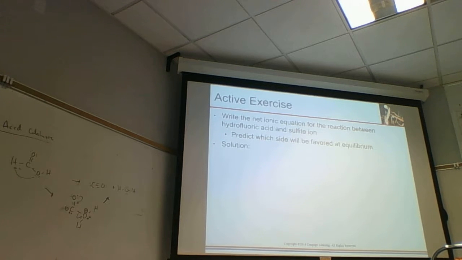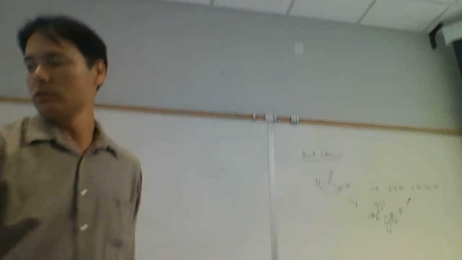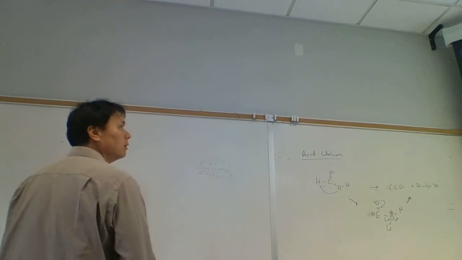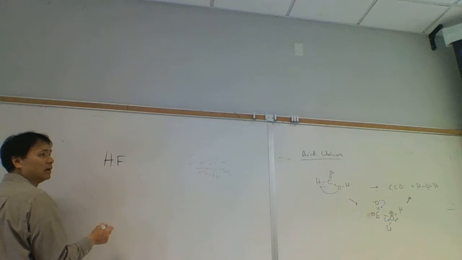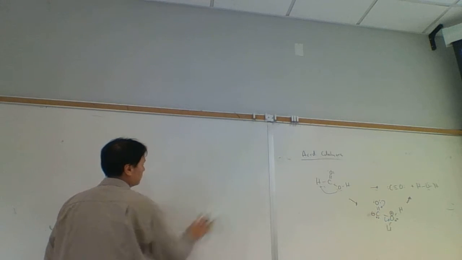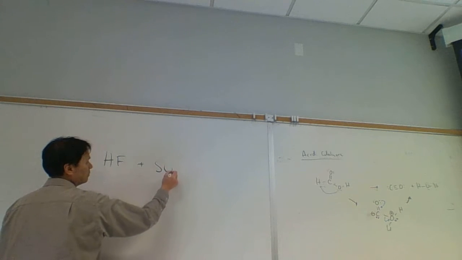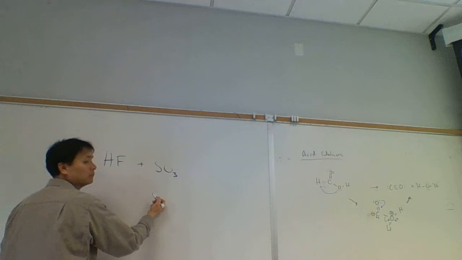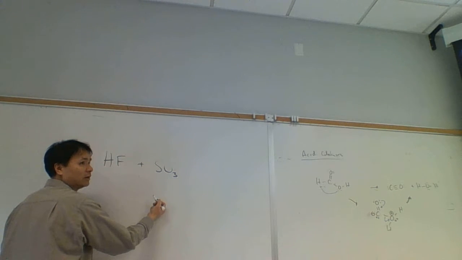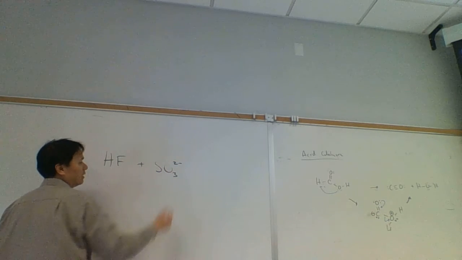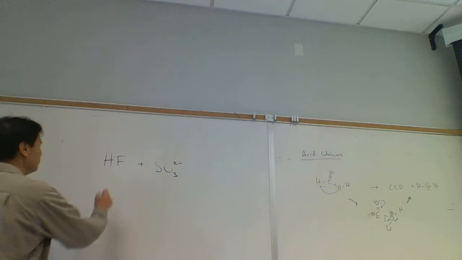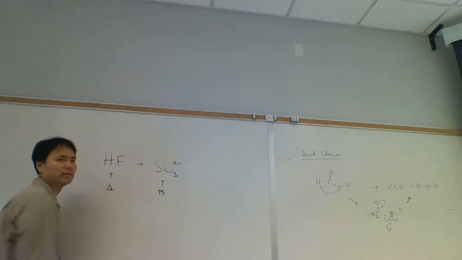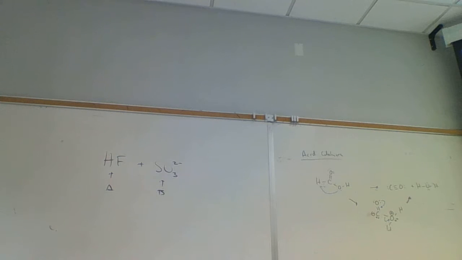So, for example, hydrofluoric acid and sulfide ion. I wouldn't make a diagram like we just saw. We would just do this like we did it in the first week. What's the formula for hydrofluoric acid? HF. And then sulfide ion? SO3. Sulfate's SO4, so sulfite is going to be SO3 2 minus. In this case, HF can only act as an acid, and sulfite can only act as a base, so we don't have any choices here. Sometimes we have a choice, when it's amphoteric, but not here.